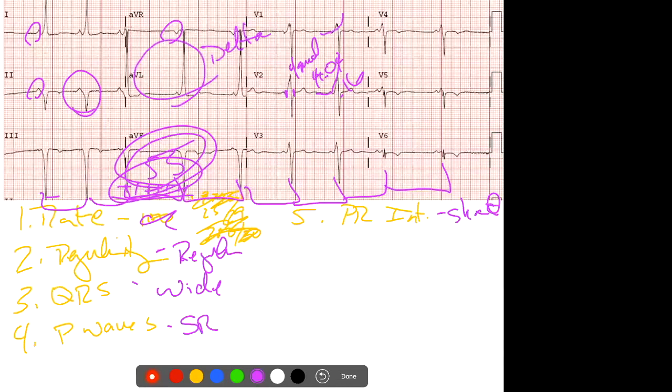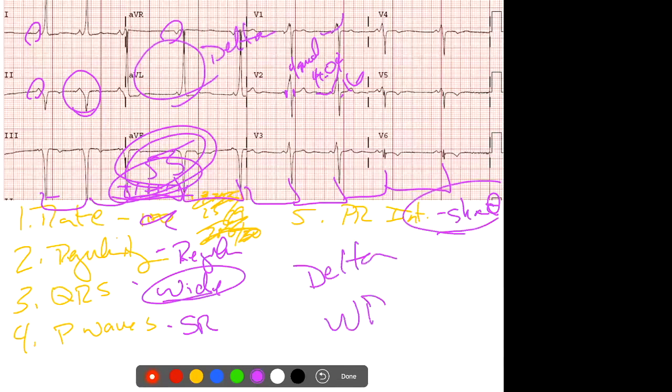You can see that it fits the definition for Wolff-Parkinson-White because it's got the wide QRS, the short PR intervals, and you have the delta wave. That's the triad that we talk about for WPW. So WPW is a condition the patient has.